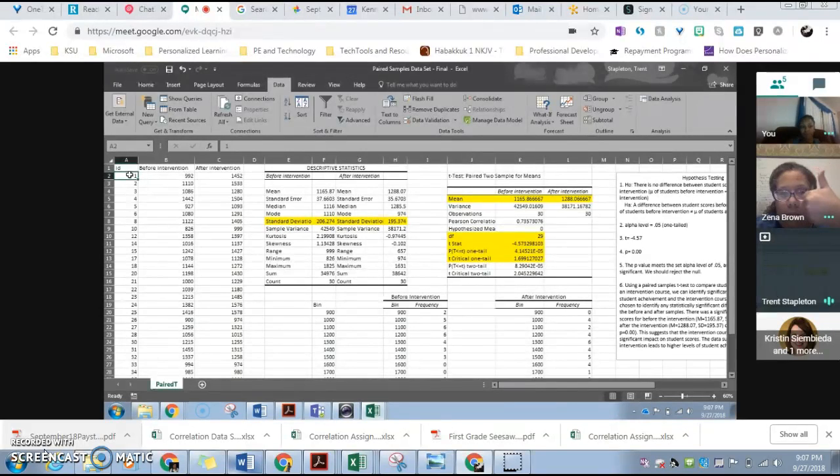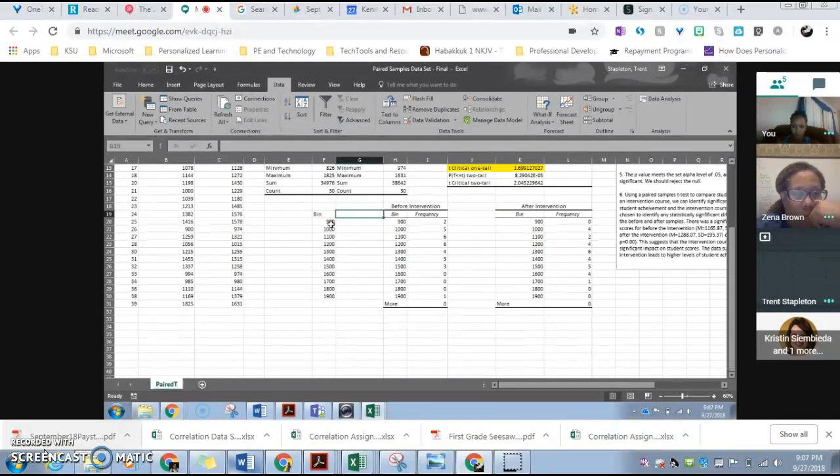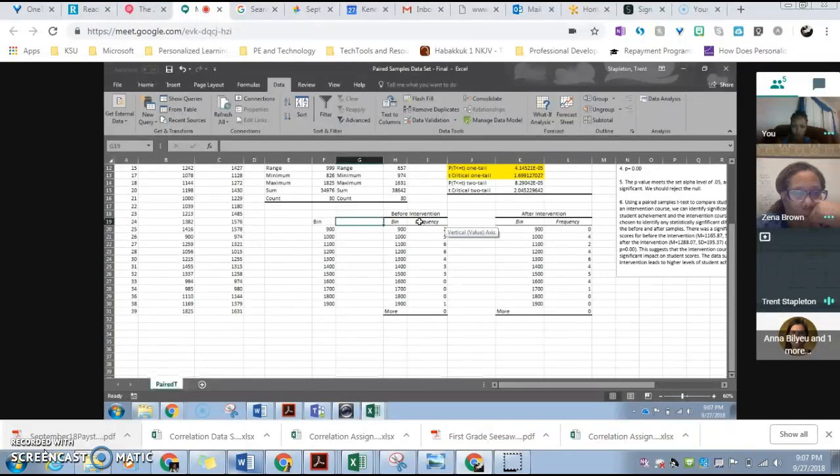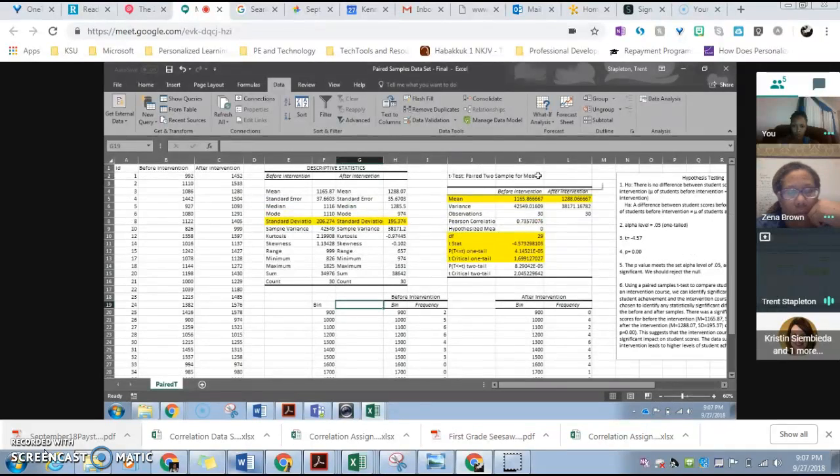Yes. Okay. So again, we have student scores for before the intervention and student scores for after the intervention, so we have to use a different set of statistics to gather all that information. For this one, I did the bins again, following the same process as the last one. My bins are 900, 1900, in 100-point increments. I made my histograms the same way as the last one, so all of that was the same. The part that's different is this section right here, where we get our key.